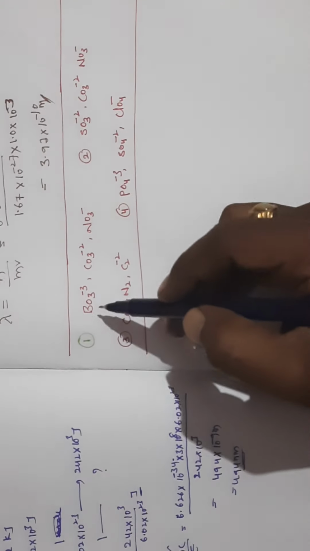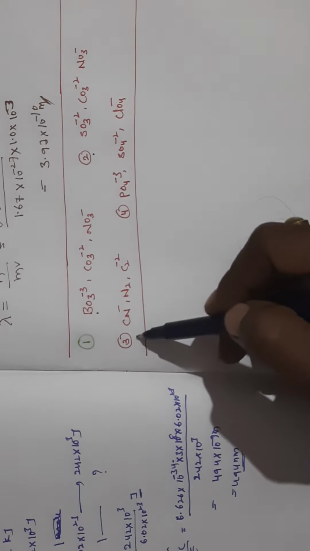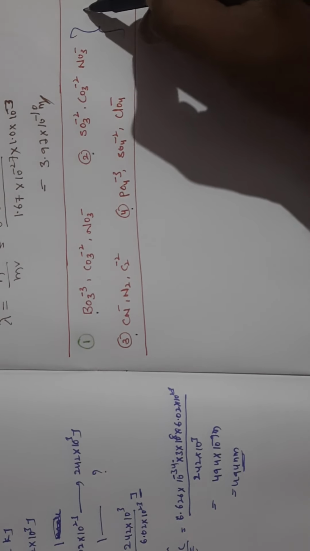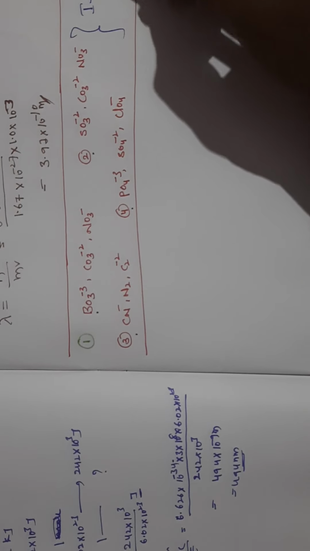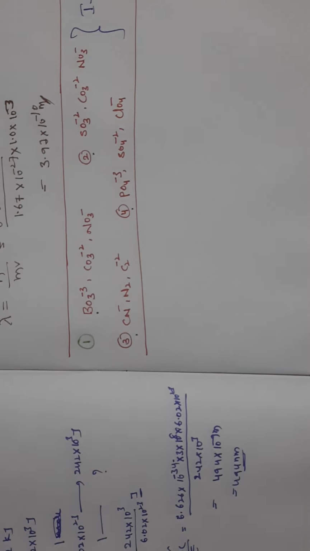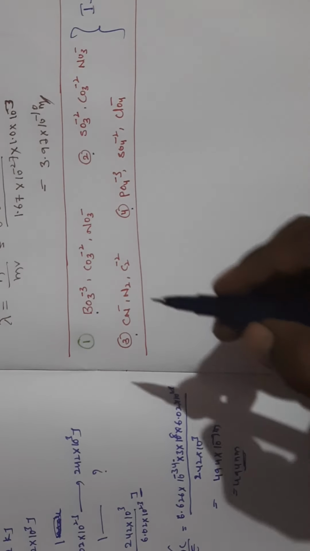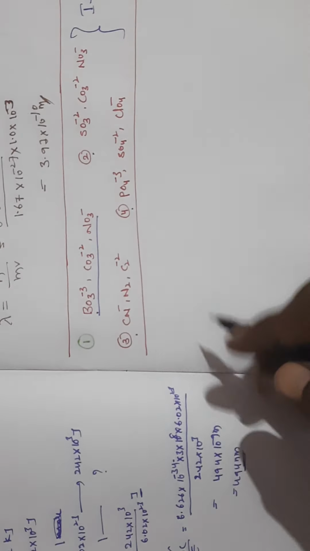Next, one more interesting question. They gave option A like this, option B like this, option C and option D. In this, they are expecting which are not isoelectronic series. What is meant by isoelectronic? Species having the same number of electrons. We have to calculate. First I will tell how to calculate electrons in the first option, and based on that you can calculate the remaining.